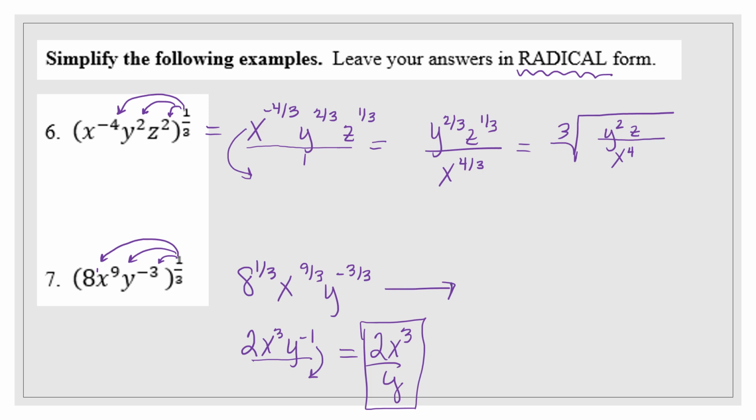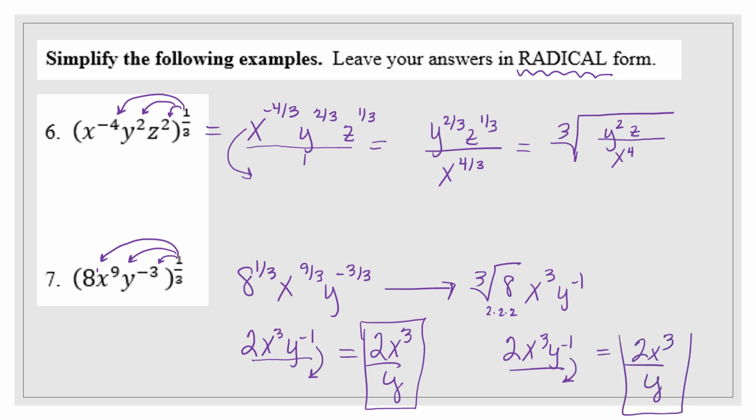Again, if you wanted to take a step and show the cubed root of 8 and then x to the 3rd, y to the negative 1, you could do that if that helps you remember that the cubed root of 8 means 2 times 2 times 2. So that would be 2x cubed y to the negative 1, and then again take care of that negative exponent term to give us 2x cubed all over y. There you go. That's it for this particular set of examples.